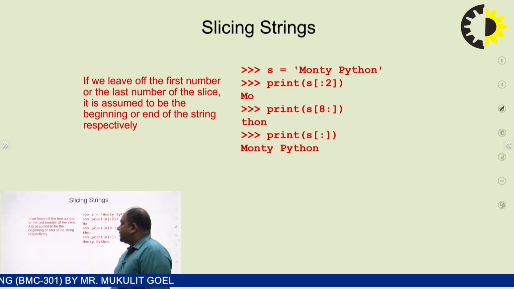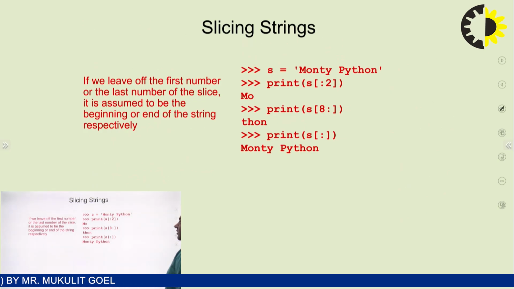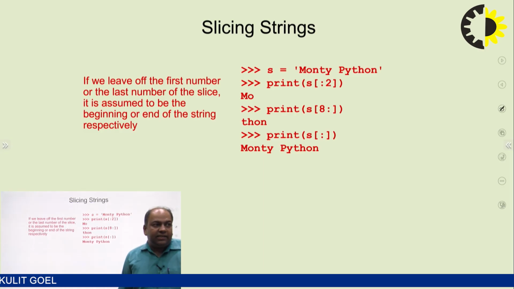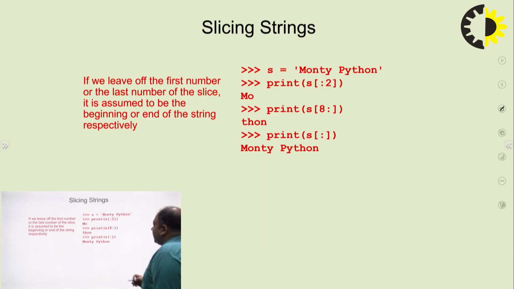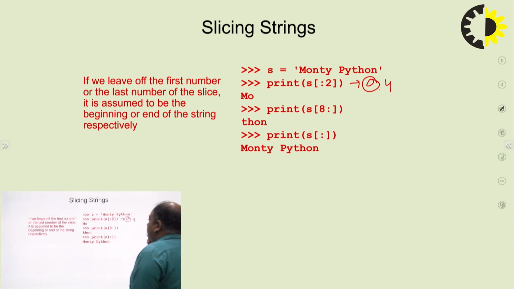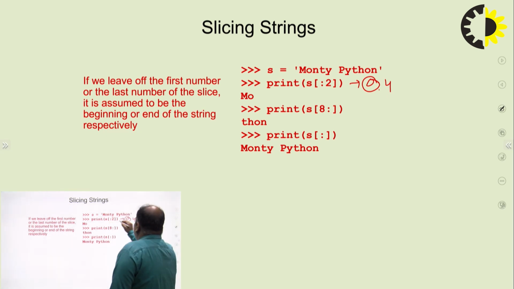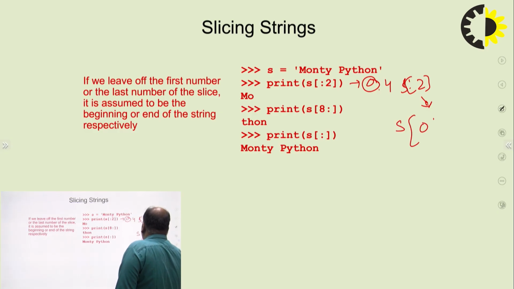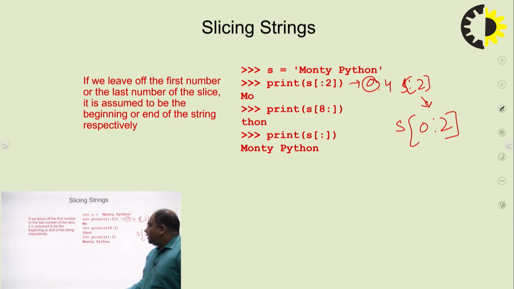Next, if we leave off the first number or the last number of the slice, it is assumed to be the beginning and the end of the string respectively. Like in this example. In the first example, we wrote 0:4, but if we don't write the starting number, it will automatically be considered as 0. So this colon 2 will also mean 0:2.